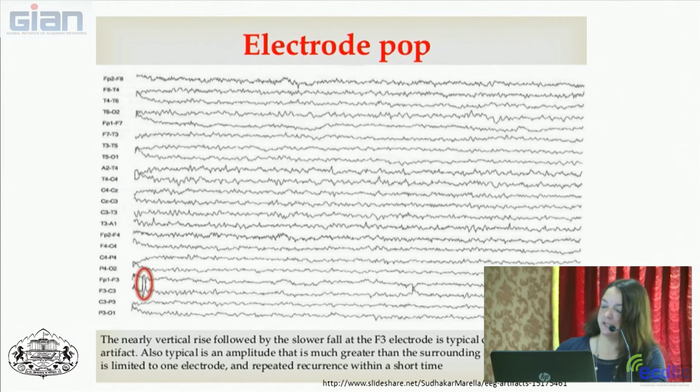Okay, so this in the little circle there is called an electrode pop, and that pop is caused by the electrode coming loose. So you get this high spiking activity from the electrode.